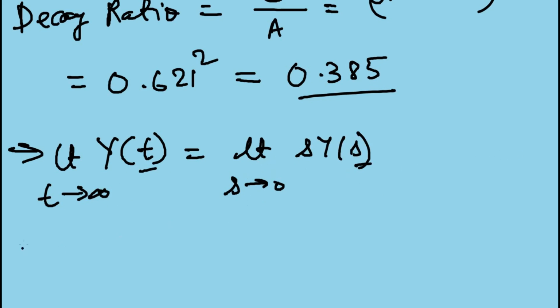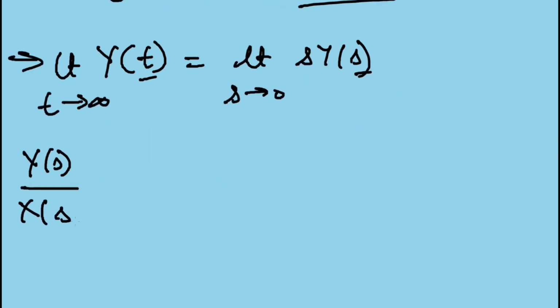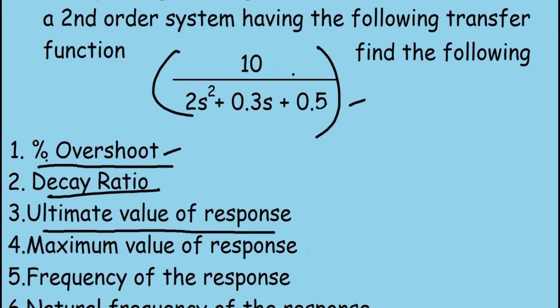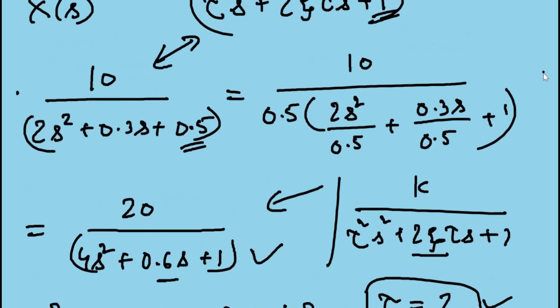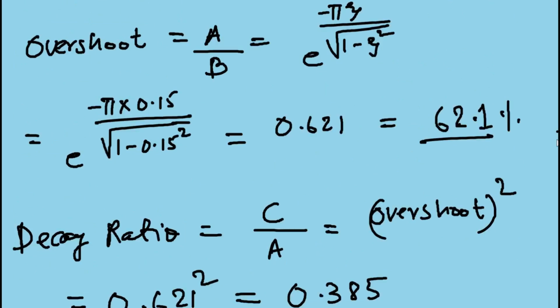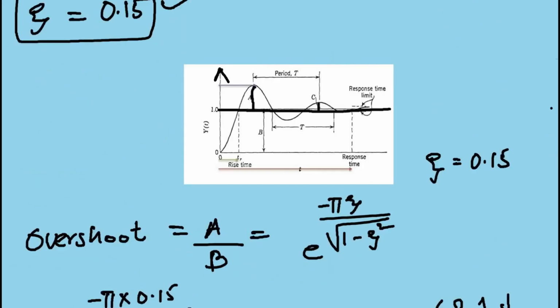So what is Y(s)? Y(s) by X(s), I know Y(s) by X(s). Y(s) by X(s) is nothing but this transfer function that they have given in the question, 10 divided by 2s square plus 0.3s plus 0.5. So I can either write this or I can write the simplified version, which is this one. I have simplified this. So if I write this, it becomes 20 divided by 4s square plus 0.6s plus 1. This is what we have, Y(s) by X(s). This is the same thing as writing this.